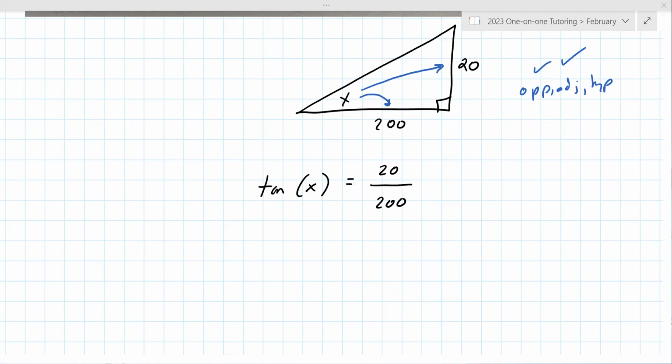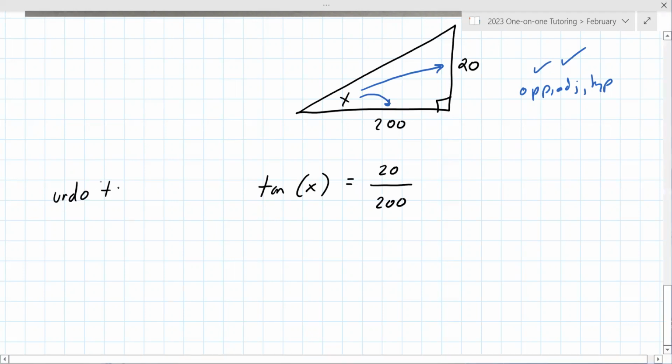Okay. Now, do you remember from class how to undo tangent? On your calculator, there's a button called tan inverse, like that, and we're going to need to use that. Arctan, arc cosine, arc sine. I'm just showing you the steps here.